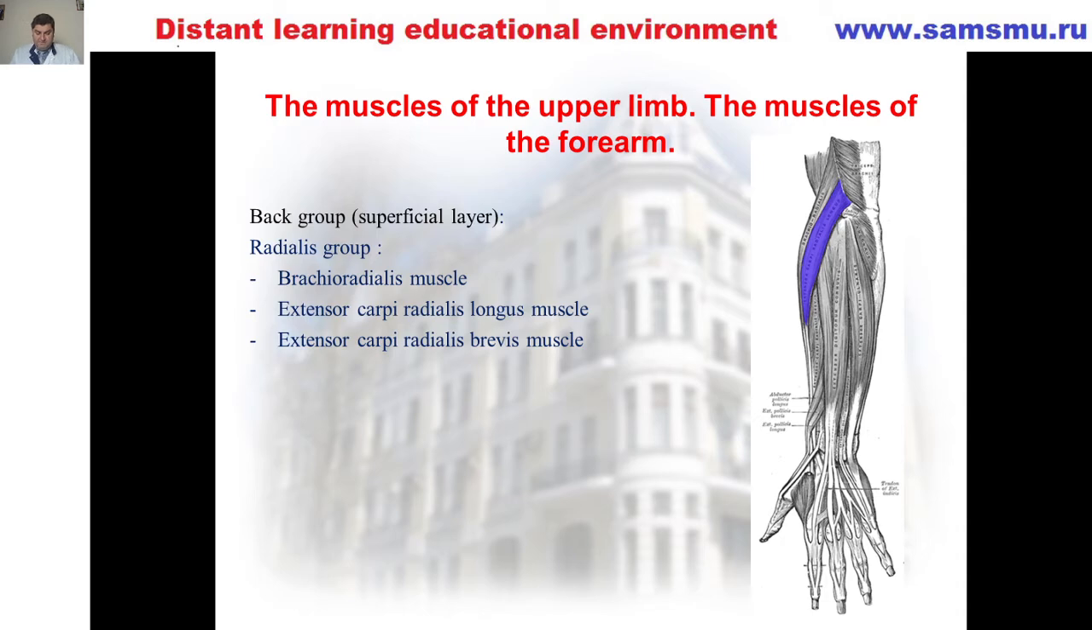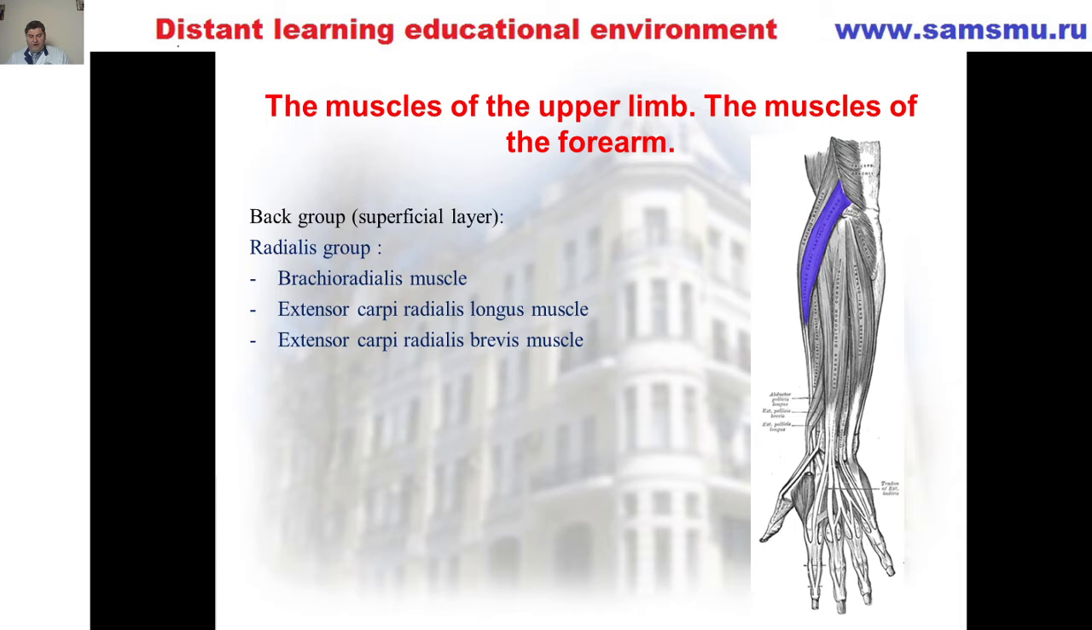brachioradialis muscle, musculus brachioradialis, it's in Latin. You may see in gray color this one above the blue muscle on this picture. In blue you may see the next muscle, musculus extensor carpi radialis longus. We will talk about this later. So, brachioradialis muscle, musculus brachioradialis, lies on the lateral border of the forearm.